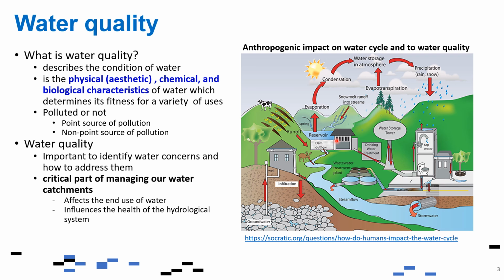So in this case, it is important for us to identify water concerns and how to address them based on the quality of the water. So this is important. Knowing the water quality will help us identify the water concerns and how to address them. It is a very critical part of managing our water catchments and management of our water, because basically the kind of water quality will affect the end use of water, how the water will be used ultimately, and it also influences the health of our hydrological system.